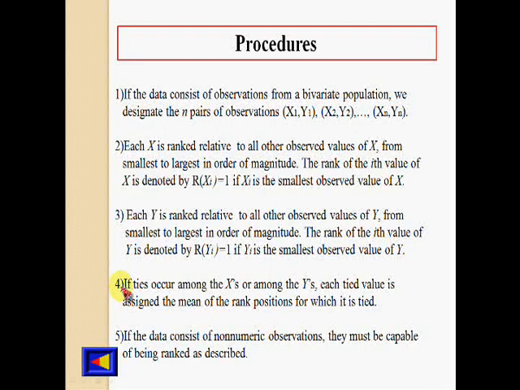Fourth, if ties occur among the x's or among the y's, each tied value is assigned the mean of the rank positions for which it is tied. Fifth, if the data consists of numeric observations, they must be capable of being ranked as described.